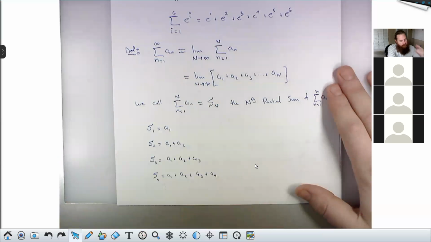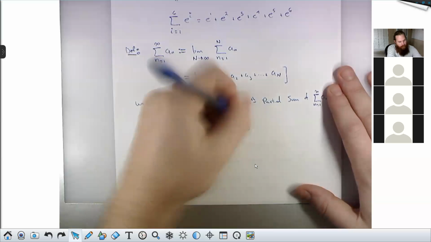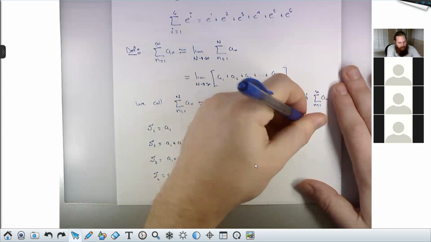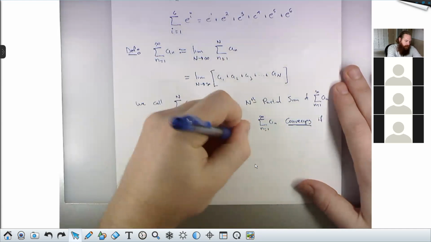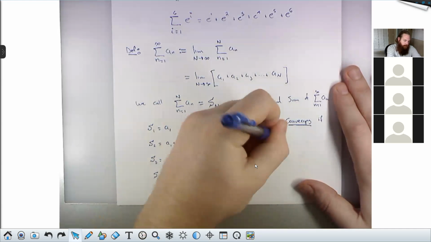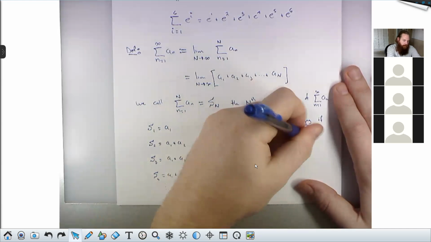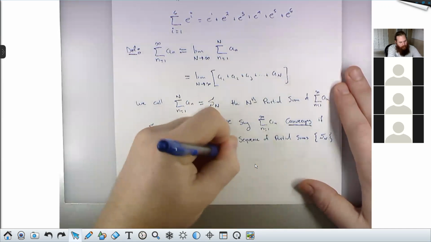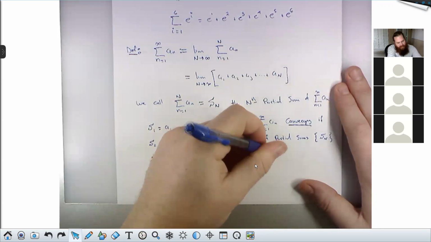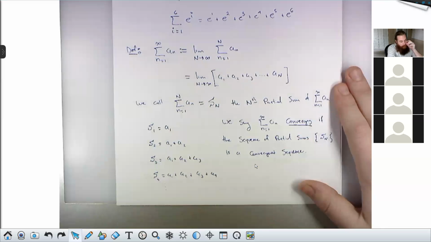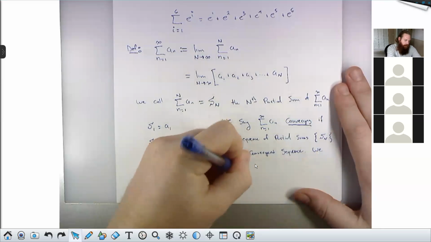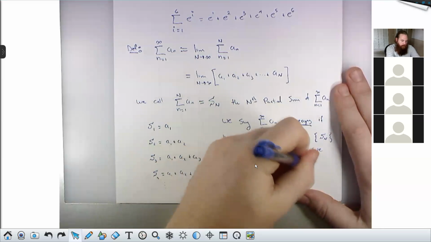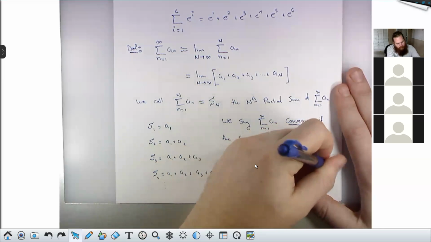I should say what it means for the series to converge. We say that the full series, n equals 1 to infinity of a_n, converges if the sequence of partial sums, that is the sequence S_N, is a convergent sequence. We say the series sigma n equals 1 to infinity a_n diverges if the sequence S_N is a divergent sequence.